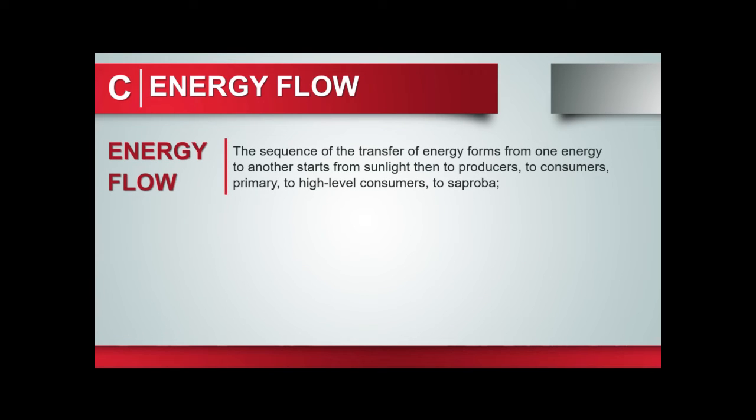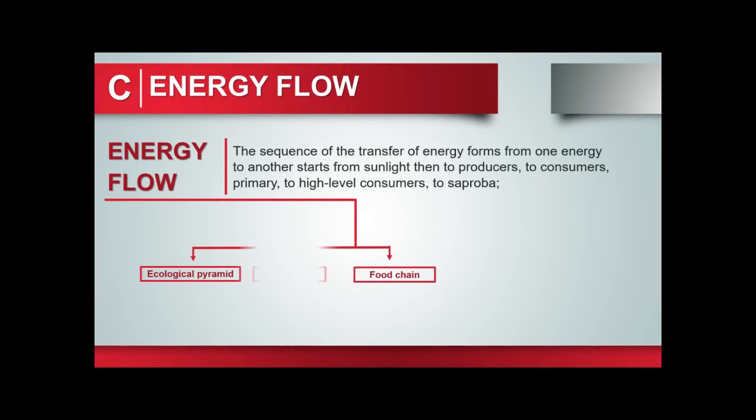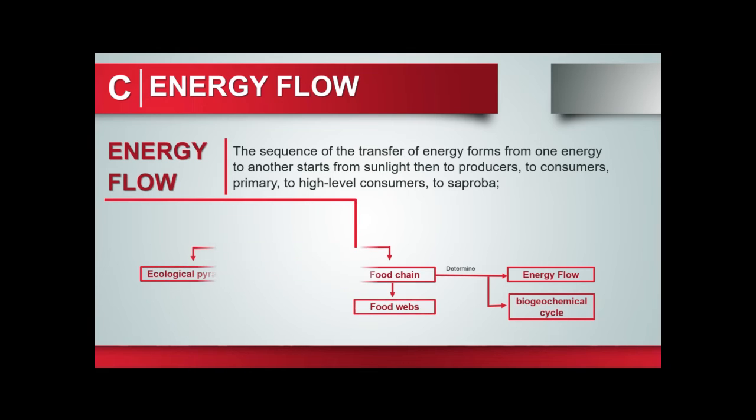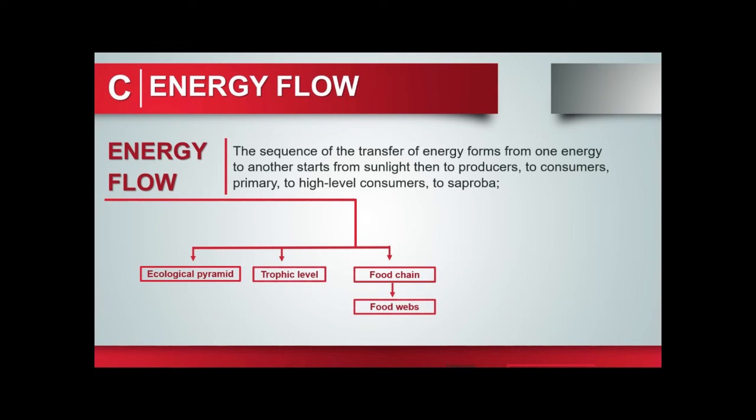Energy flow means the sequence of the transfer of energy forms from one energy to another. Start from sunlight, then to producer, to primary consumer, to high-level consumer, and saprophyte. And you can look at the charts below.